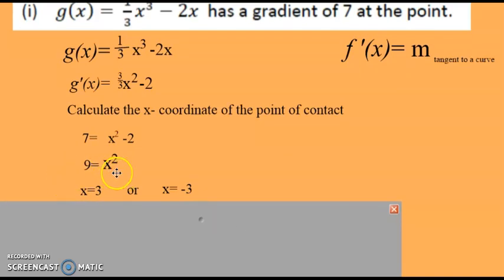Remember, positive or negative. If I had gone the route of x squared minus 9, the difference of squares, I would have had x plus 3, x minus 3. The answer would be x is equal to 3 or x is equal to negative 3. Right?